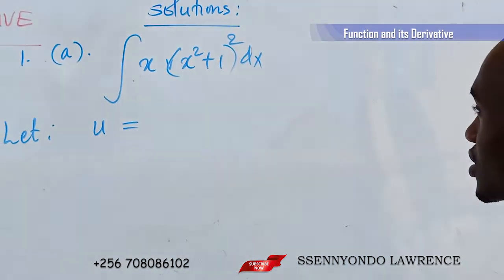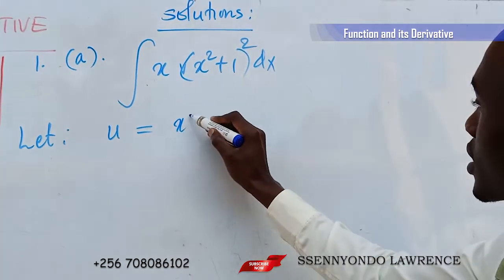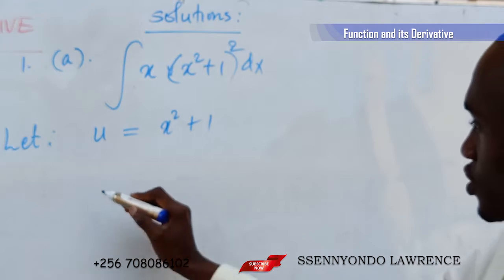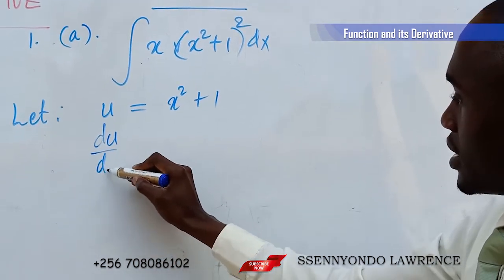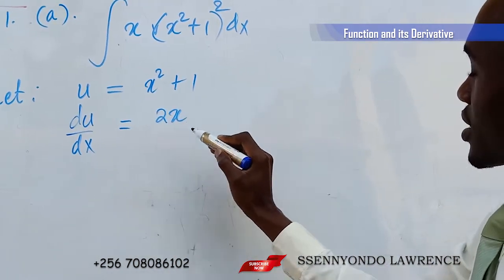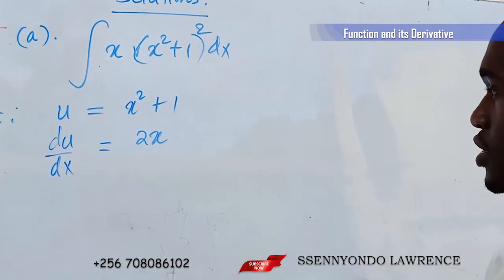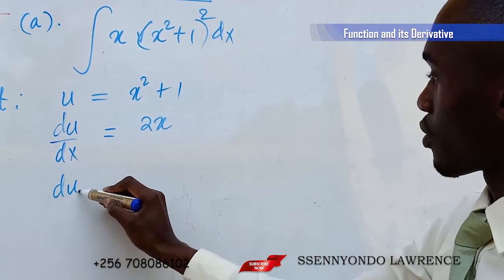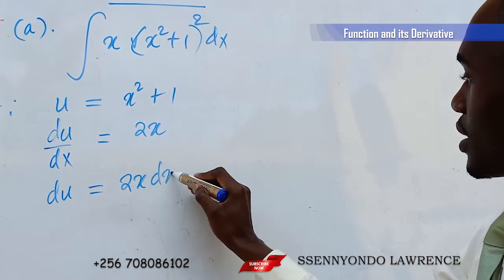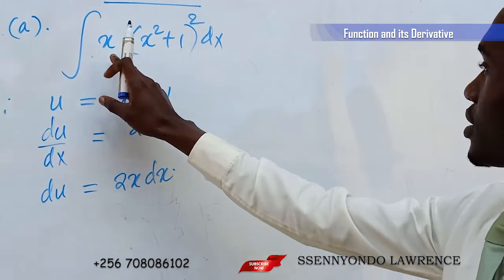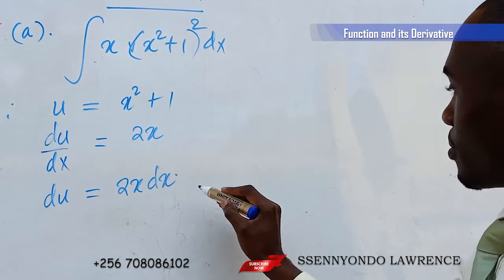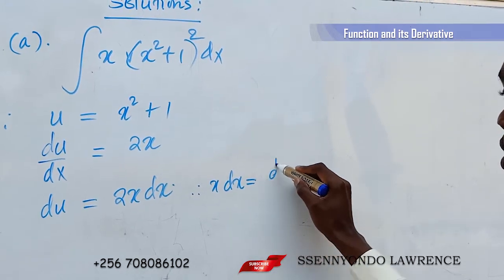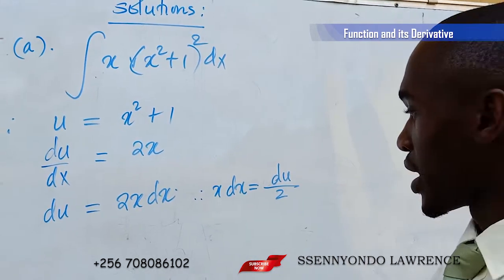One, a candidate will say let u be x squared plus 1. When it's an integer power, ignore it, just let u be the expression inside. du by dx is equal to 2x. The derivative of 1 is 0. In that case, you will notice that when you cross multiply, you get 2x dx as du. But there is no 2 before. So make x dx the subject. It will be du over 2.